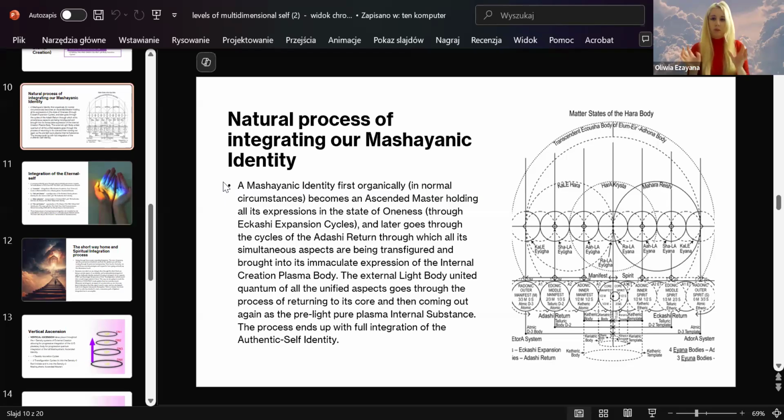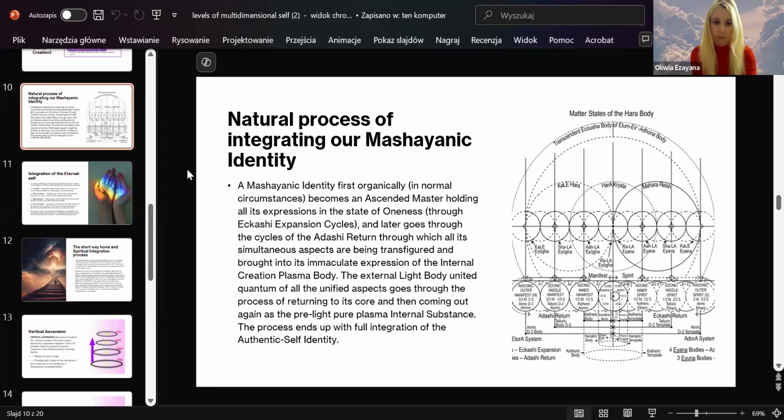So as the Mashayanic identity is going through the processes of, let's say, transfiguration of its quantum into the internal deity plasma units, it's actually not really expanding itself anymore. It's almost like bringing itself back into the common core, which later becomes known as the Yura point.